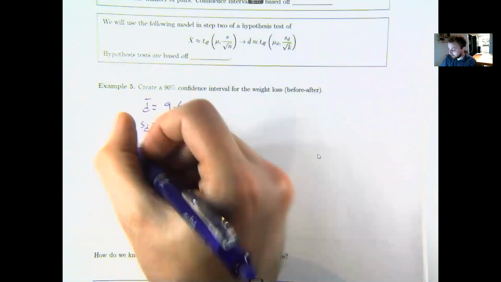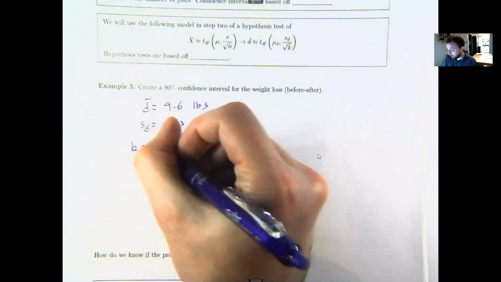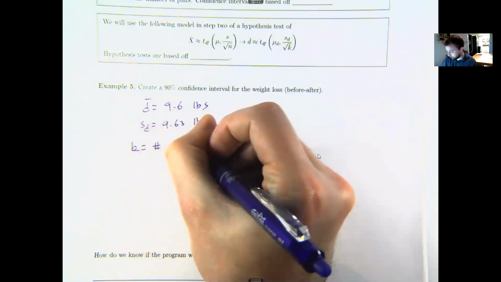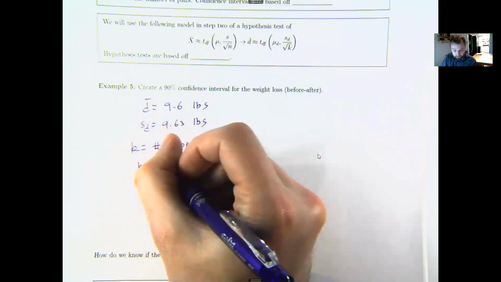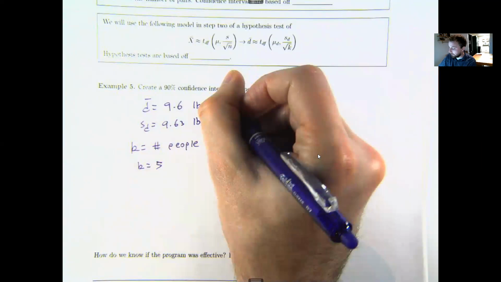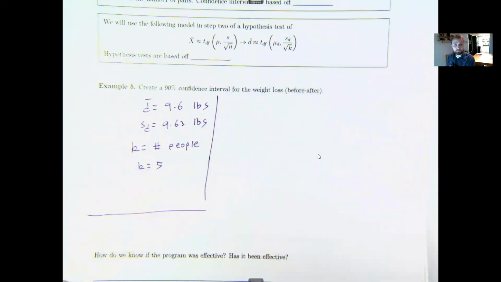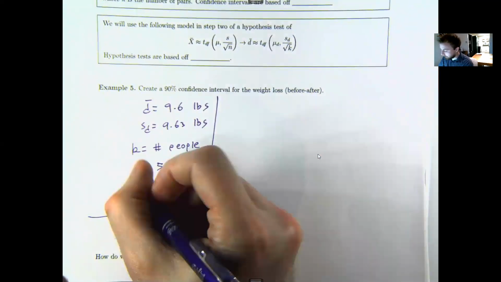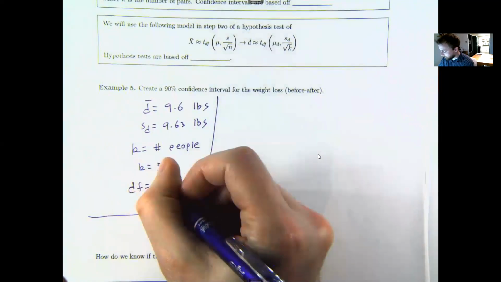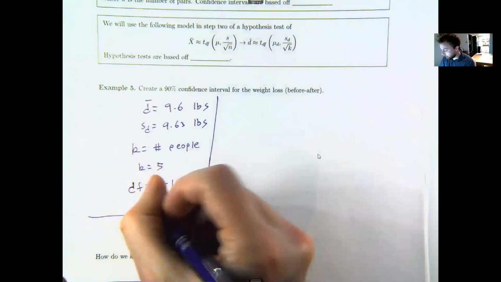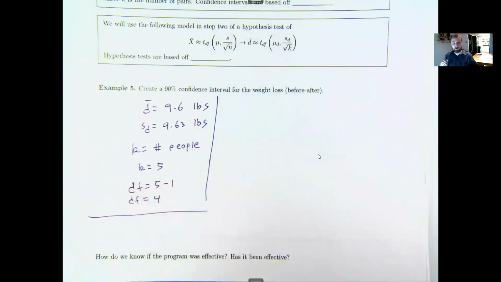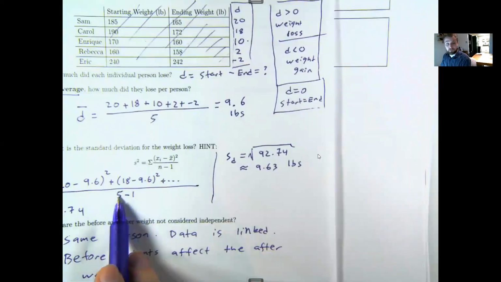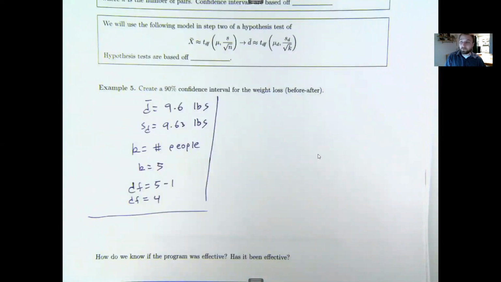And I'm going to use the letter K. K is equal to the number of people. My K for this problem was 5. I was looking at 5 people. My degree of freedom, if I'm looking at 5 people, take away 1, is 4. That degree of freedom showed up in this variance calculation from earlier as well. That's not the first time 4 has shown up in this problem.